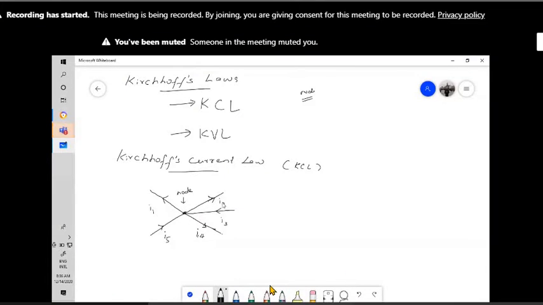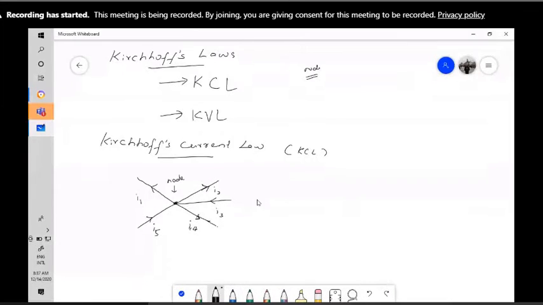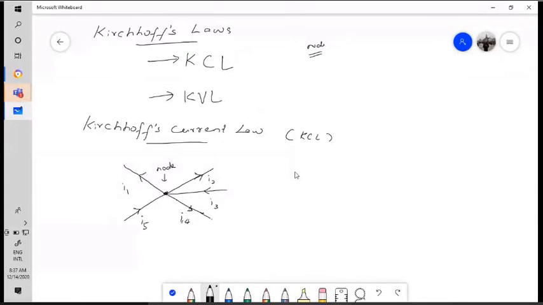Leaving the node are I2, I1 and I4. Fine. And if you look at I5, it is entering the node. Similarly, I3 is entering the node. Now Kirchhoff's current law says that the algebraic sum of the currents leaving the node and the currents entering the node is equal to 0. That means I1 plus I2 plus I4 minus I3 minus I5 is equal to 0.